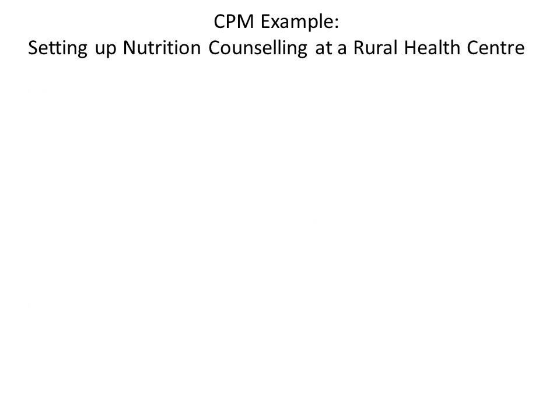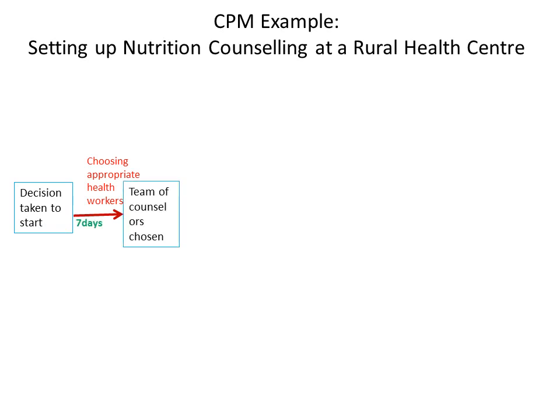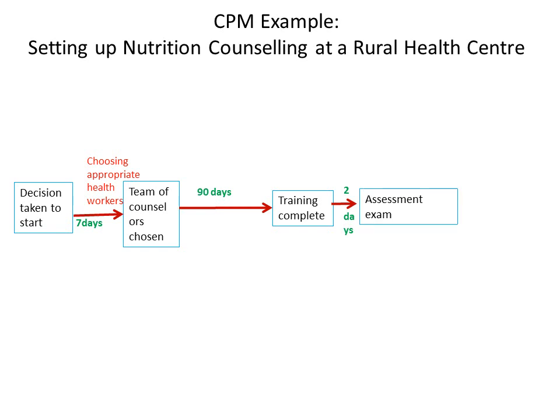An example of CPM has been given. The project is to set up nutritional counseling at a rural health center. So the map begins with the decision to start the nutrition counseling, and immediately after the decision, efforts are on to choose the appropriate health workers. It will take 7 days to identify the team. The team can be sent for training, and in probably 3 months they would complete their training. Within 2 days of completion, they can be assessed, and if they pass the exam, within 1 day they can start sitting at the counseling clinic.